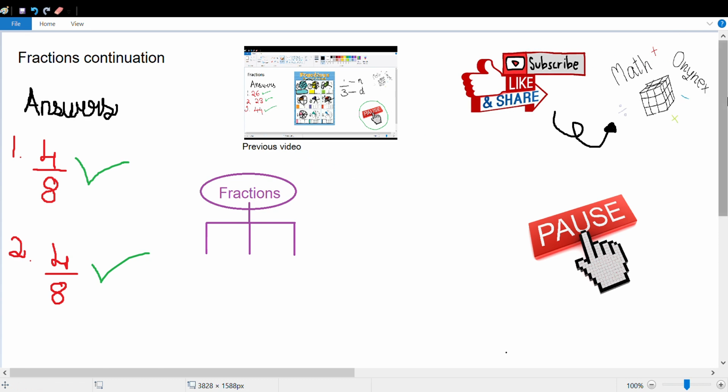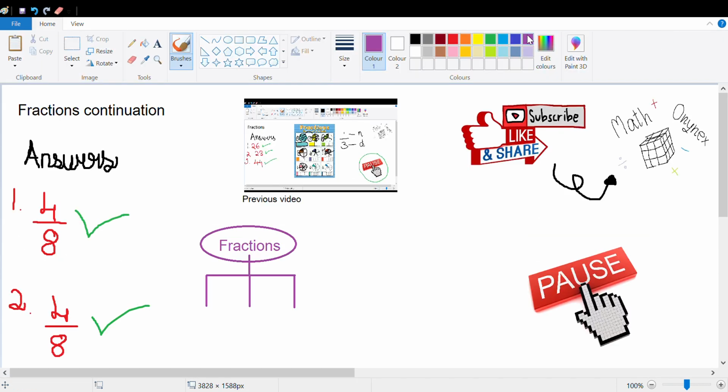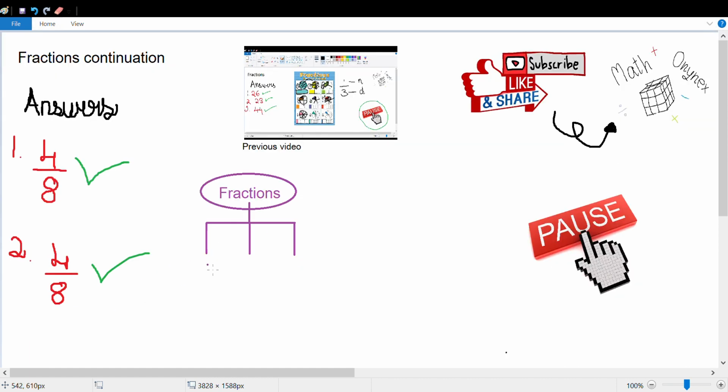Fractions contain three different unique parts. Let's change into a purple marker. The first part is called a proper fraction. I will give you an example of a proper fraction here. This is a proper fraction, 2 by 4. And there's another one, the improper fraction. Let's write an improper fraction.